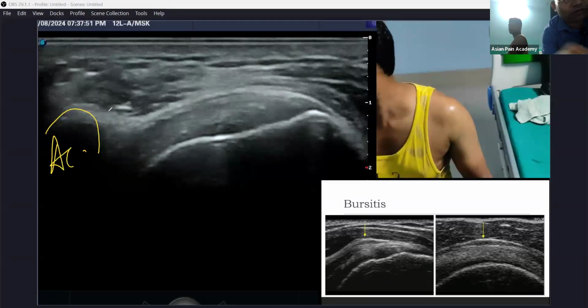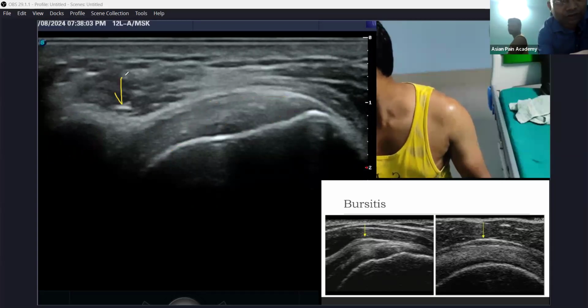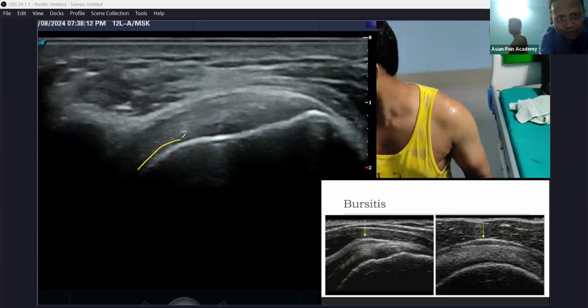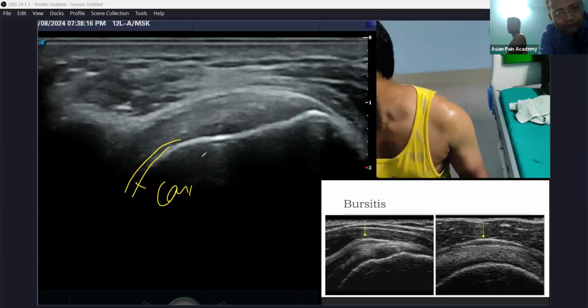This is the acromion, we all know. This is the supraspinatus tendon, we all know. This is the greater tuberosity, we all know. So now this is the deltoid. Okay, so two muscle layers we can see. Here I will show you again a small amount of cartilage you may be able to see.